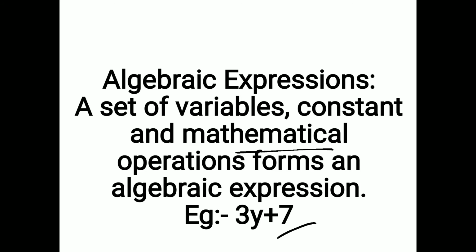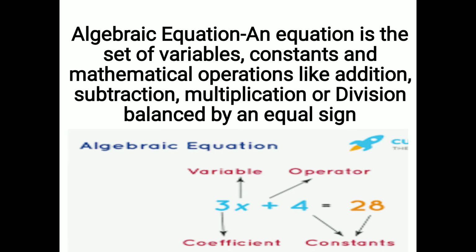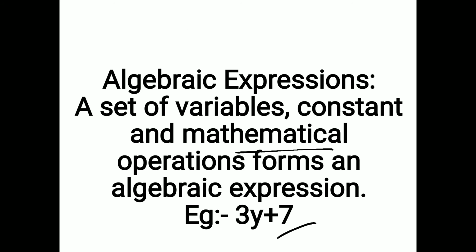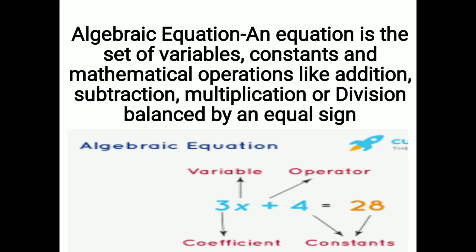Clear? Now, the second term is algebraic equation. An equation is similar to an algebraic expression. So what is the difference? Here the equals to sign comes, where the left hand side should be equal to the right hand side for balancing the equation. Equation means equals to. In the equation there should be variables, constants, and mathematical operations like addition, subtraction, multiplication or division. For example, 3x plus 4 equals 28. 3x is one term in which x is a variable, plus is the operator. Operator means plus, minus, called the mathematical operations, and 4 is a constant whose value is constant.